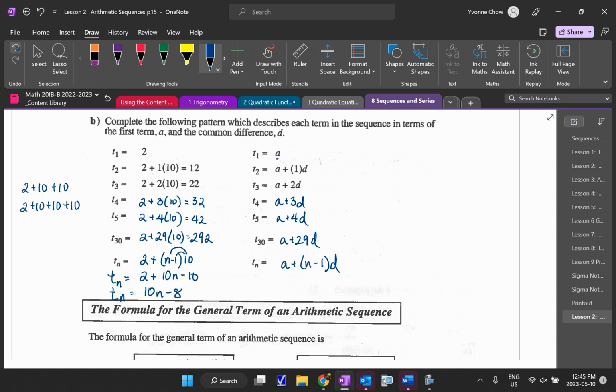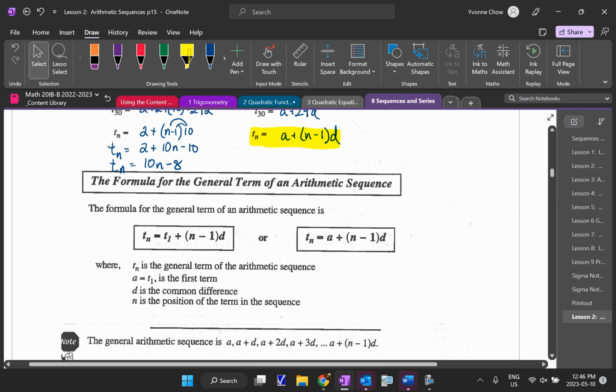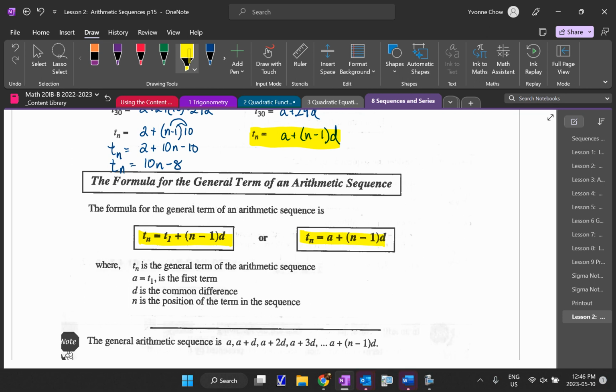Okay, to generalize that, rather than 2, it's going to be any first term. So term 1 is a, term 2, you're going to have your first term a plus 1 difference. Term 3 will be a, your first term, plus the difference twice, and so on. So it's always going to be 1 less than the term number, multiplied by your common difference. These formulas are on your formula sheet, and they're basically the same thing depending on whether you want to use t1 or whether you want to use a.